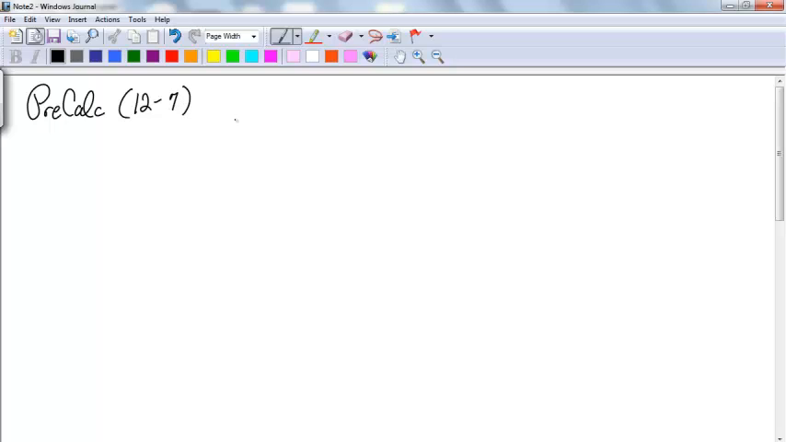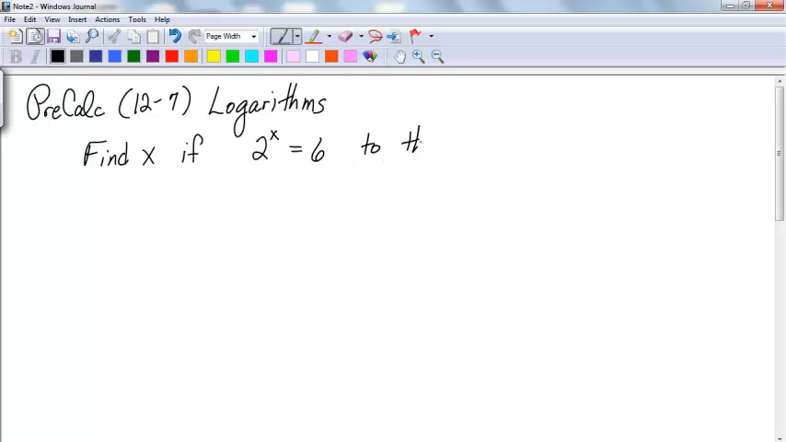Okay, on this we're going to work on logarithms. And if I go back and ask you to solve a problem like this, if I say find x if 2 to the x power equals 6 to 3 decimal places.